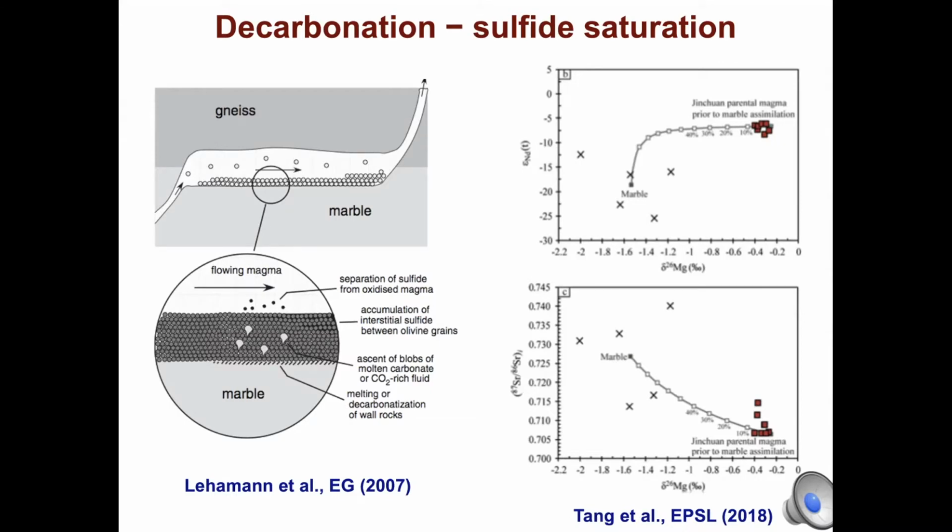Magnesium isotopes of marble and mantle-derived magma are significantly different, so magnesium isotopes are believed to be useful to evaluate the assimilation process. Tang 2018 reported radiogenic isotopes and magnesium isotopes for intrusive rocks from Jinchuan and concluded that less than 10% of marble were involved in the formation of Jinchuan.